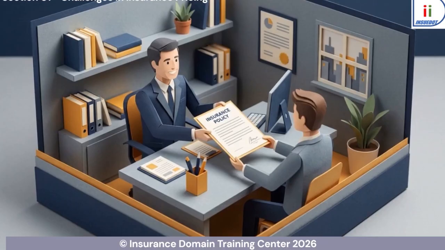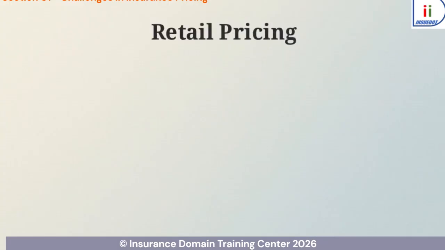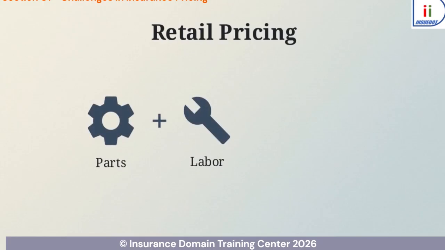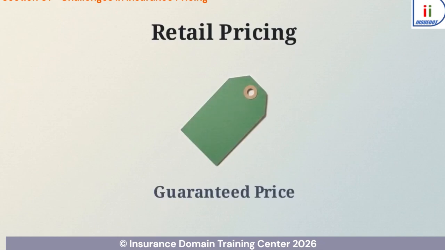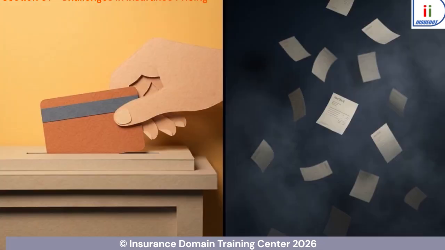But how do you put a price on an invisible promise? For normal retail goods, the manufacturer knows exactly what they spent before the item hits the shelf. They know the cost of parts, labor, and desired profit. They simply add those known expenses together to set a guaranteed safe price. Insurance works entirely in reverse.